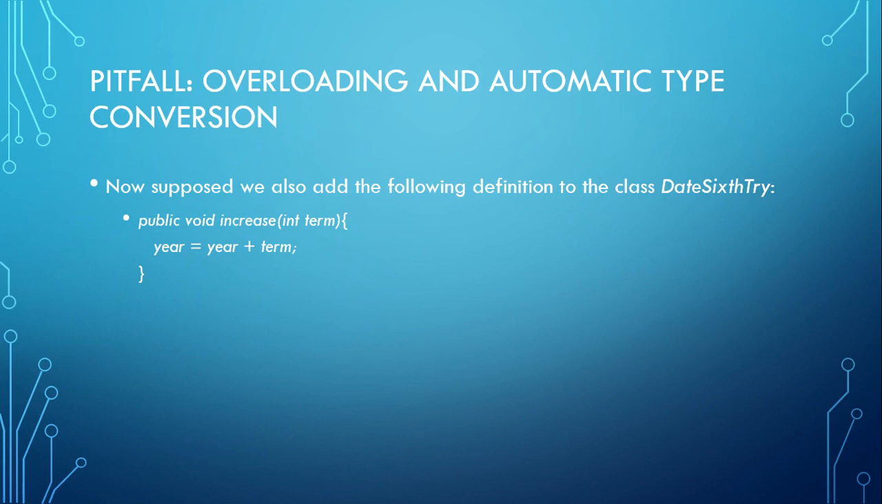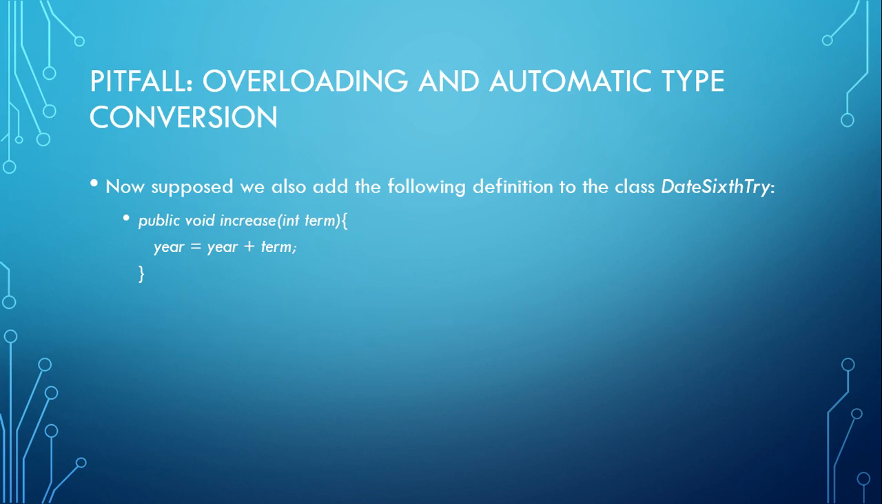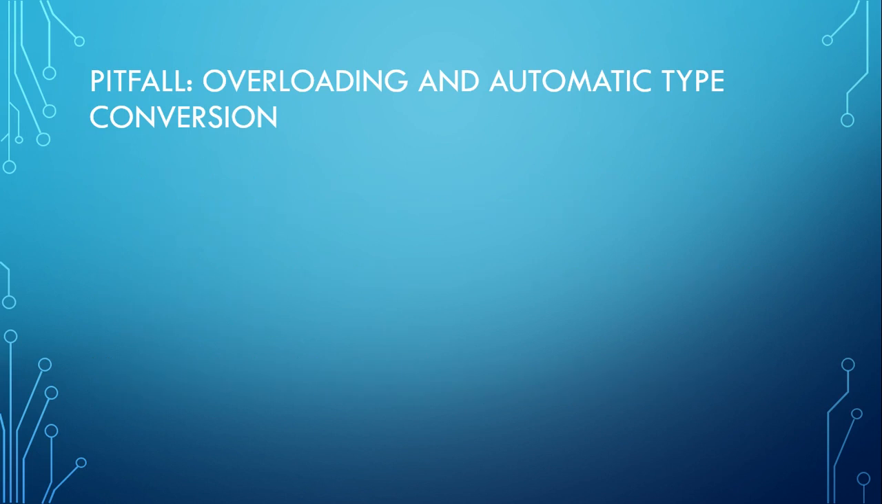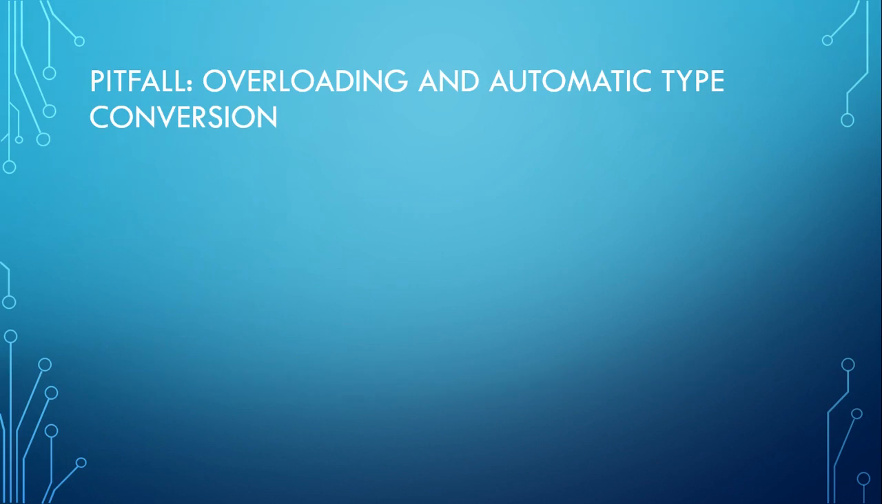Now, suppose we also add the following definition to our class Date6Try. So we haven't overloaded it yet, but now we're about to. So now we have another public void increase, but now it passes in term. And that's just year = year + term. So now we have two increase methods. Now, so far, this is valid overloading because the two methods named increase take parameters of different types. If we recall, our first one took a double, whereas this one is taking an int.